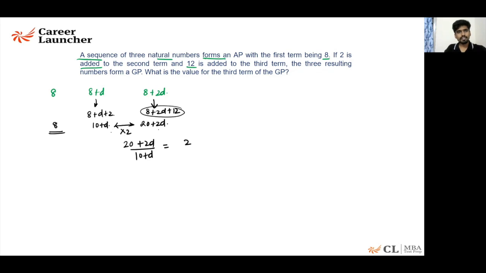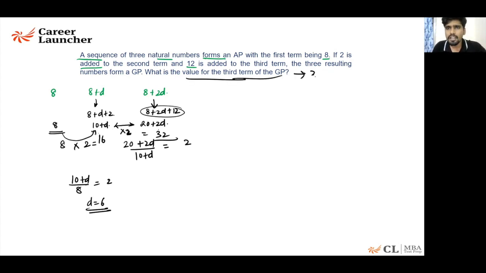If the common ratio is 2, then 10 plus D upon 8 should also be equal to 2. As a result, D should be equal to 6, or 10 plus D should be equal to 16. So this number is 16, 8 into 2. The next number is 16 into 2, 32. What is the question asking? What is the value of the third term of the GP? 32. This is almost a no-brainer.